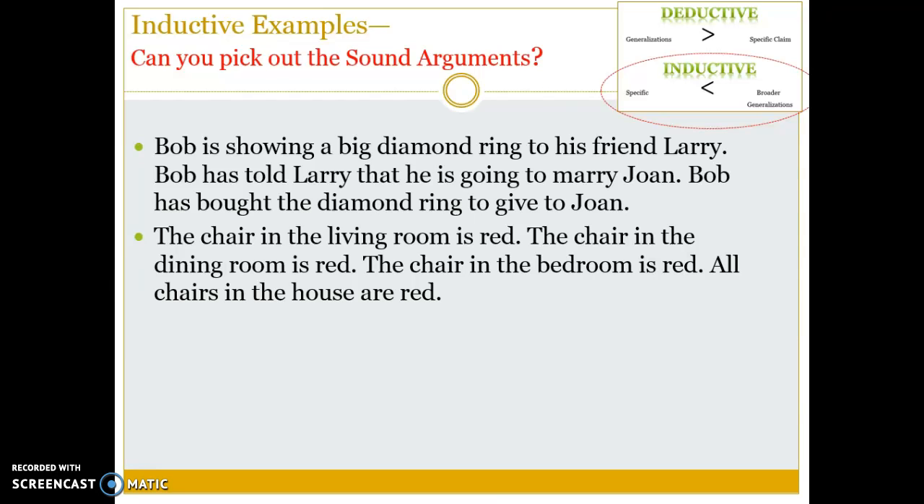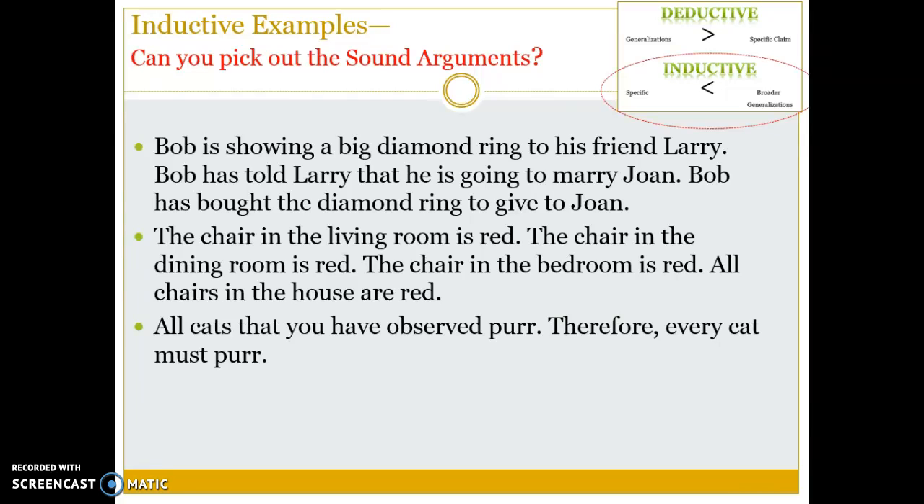If you said that the argument is that all chairs in the house are red, you're right there. If you said that it's unsound, you're absolutely right again, because there's no proof that every chair in the house is red just because 3 of the chairs are. This is not a sound argument because the conclusion is not necessarily true.